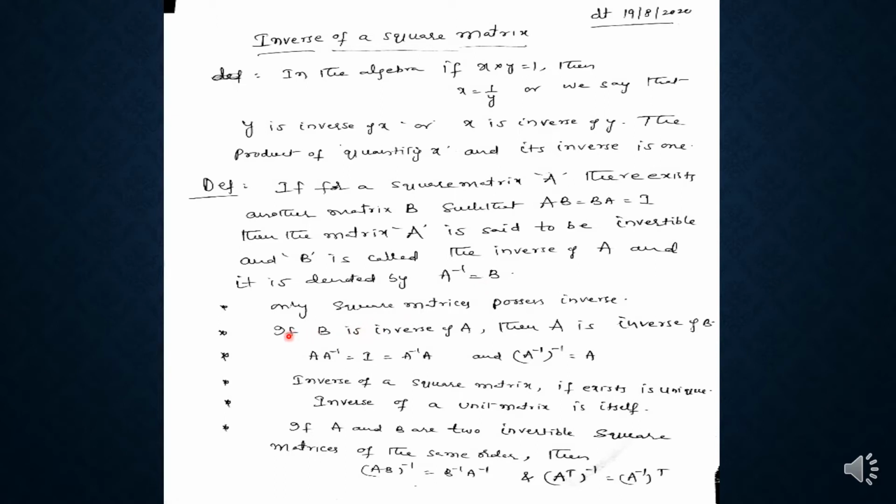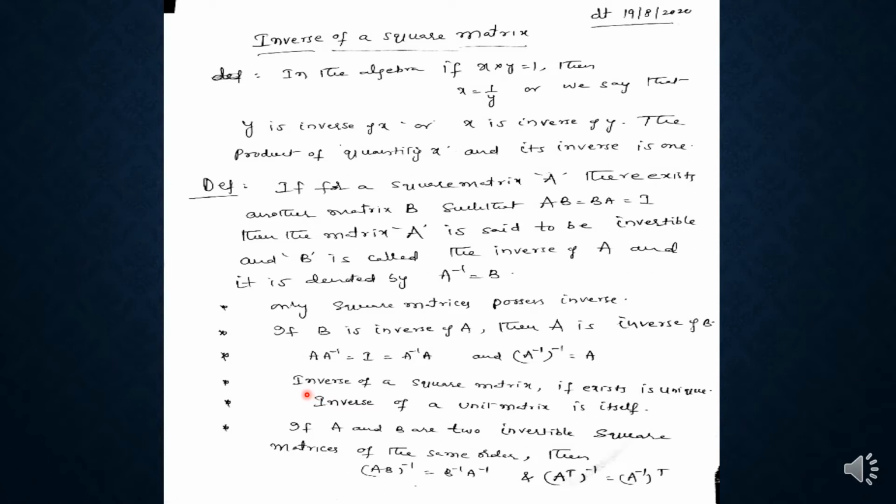So some points of this inverse matrix: only square matrices possess an inverse, not rectangular matrices. If B is the inverse of A, then A is the inverse of B. A into A inverse is equal to I, that is the unit matrix, and also A inverse into A is equal to I. And (A inverse) whole inverse is equal to A. And the inverse of a square matrix, if it exists, is unique.